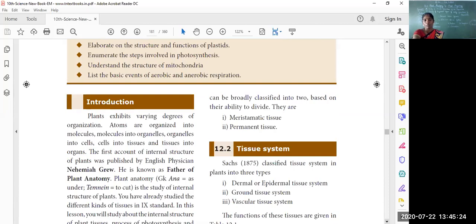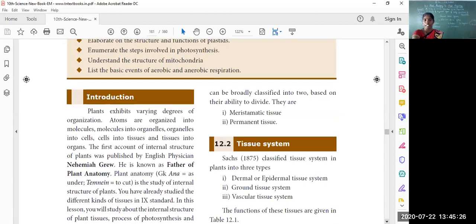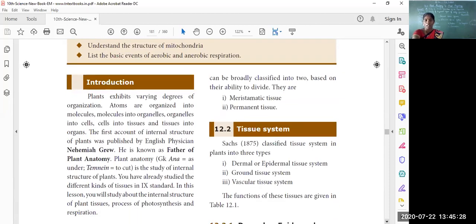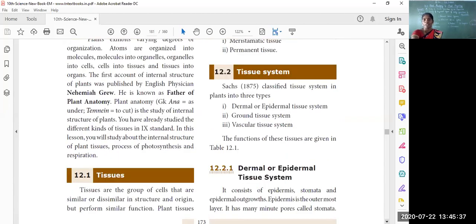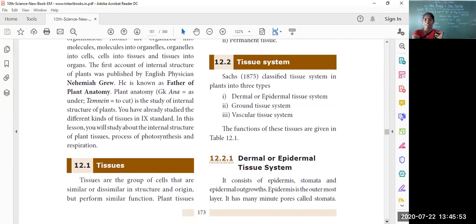The tissue system was classified into three types. It was classified by Sachs in 1875. There are three different kinds of tissue systems. Already I told. First one is the dermal or epidermal tissue system. Derm means skin, or epidermal. Epiderm is the outermost layer of the plant. Okay, so next one is the ground tissue system. Then the third one is the vascular tissue system.